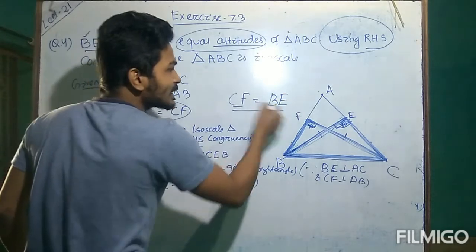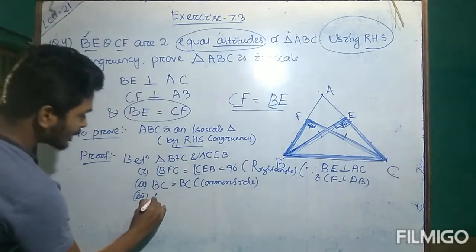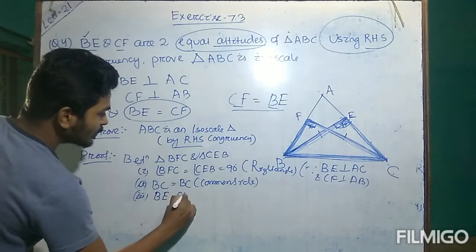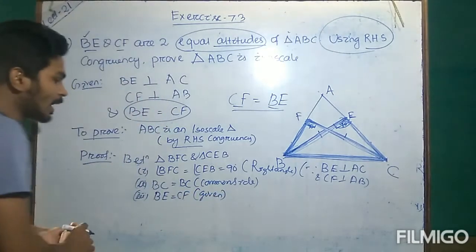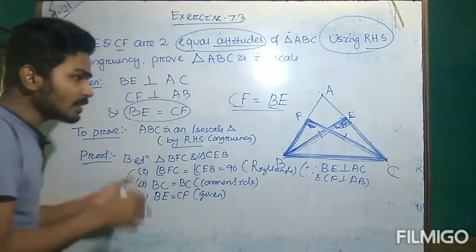BE is equal to CF. So you can write that BE is equal to CF, since it is given. Now let us identify which three conditions it follows.